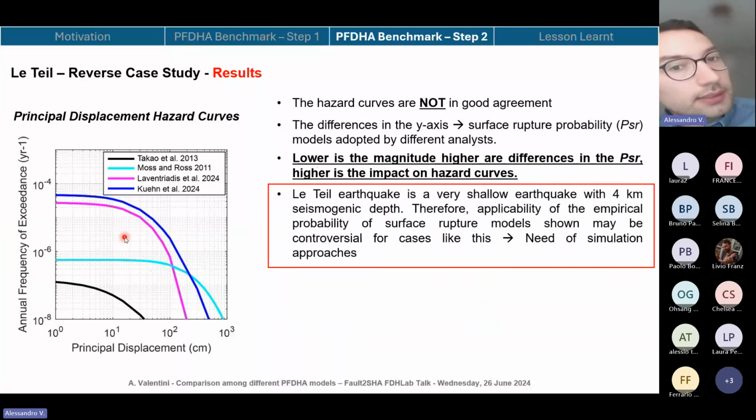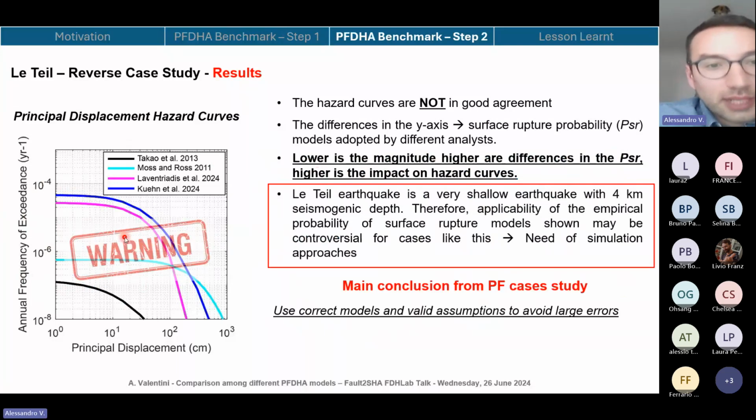But as I already said in the introduction of the exercise, the Tail earthquake is a very shallow earthquake with a 4-kilometer seismogenic depth. And so the applicability of the empirical probability of surface rupture model may be controversial for cases like this. And this needs the PFDHA community to find a different approach for cases like this. And maybe not only an empirical approach, but also we need simulation, numerical, analytical approaches as well.